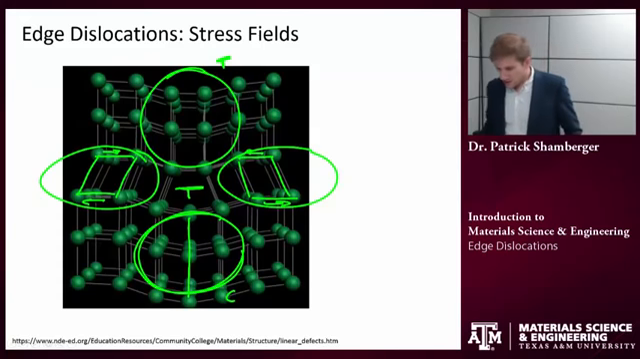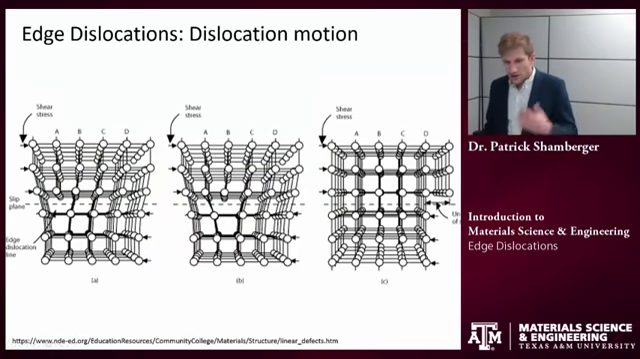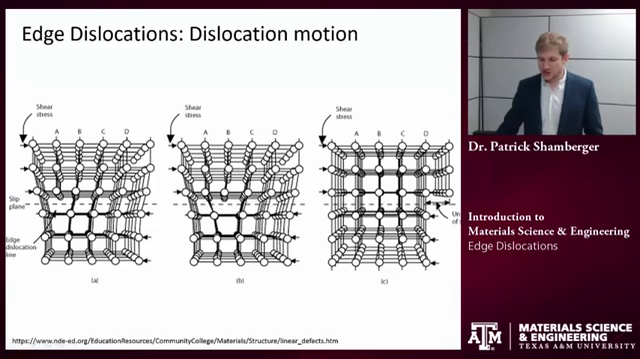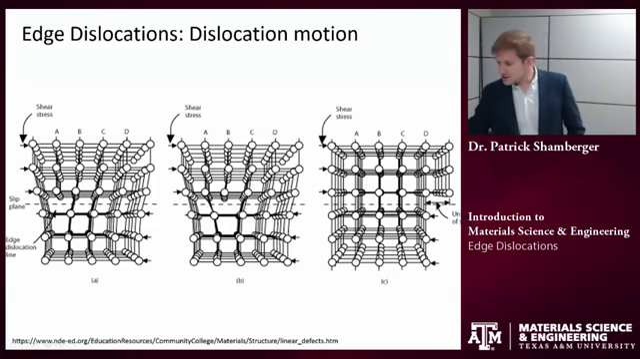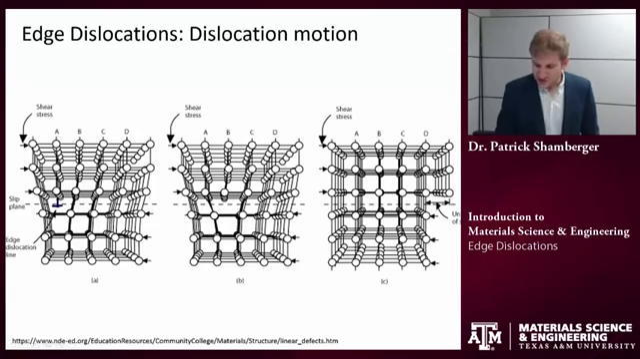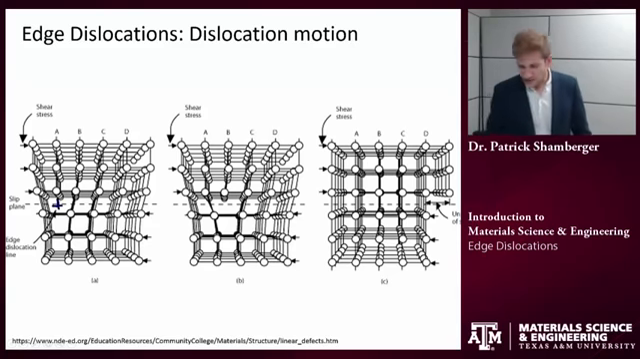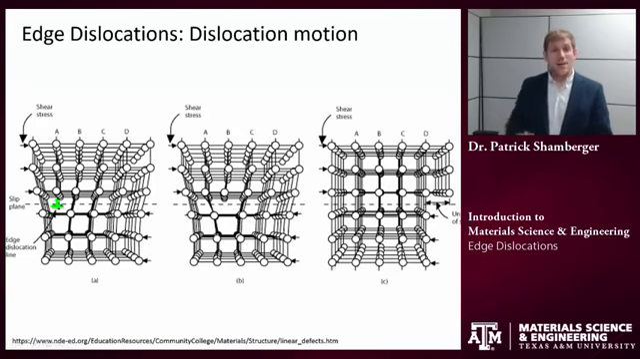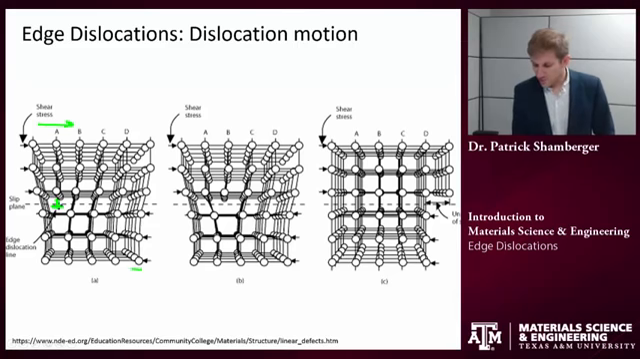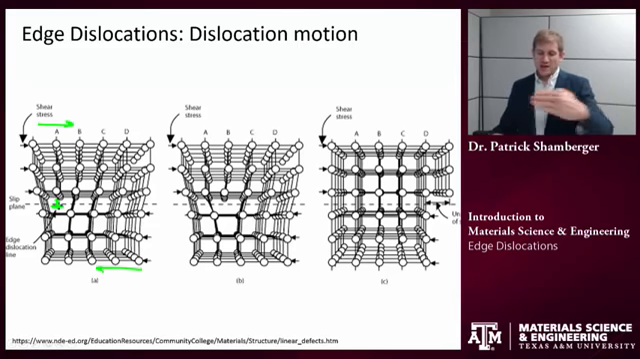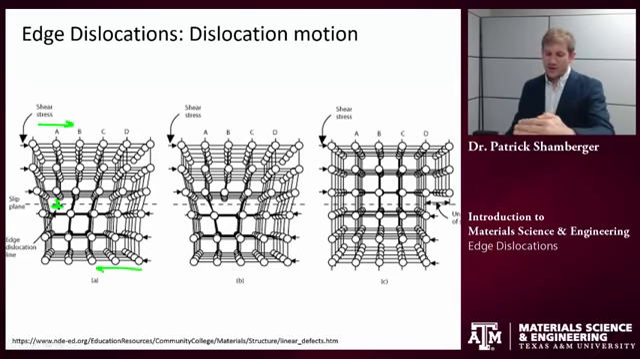Okay, so finally, we're going to talk about motion of edge dislocations. So what happens if I take an edge dislocation and then I apply a shear force to the lattice? In this case, we have an edge dislocation here. Let's switch back to green. And now the extra half plane is in the top half of our lattice, and we're applying a shear force. So I'm trying to shear that top half to the right and the bottom half to the left. So this is applying a shear force.